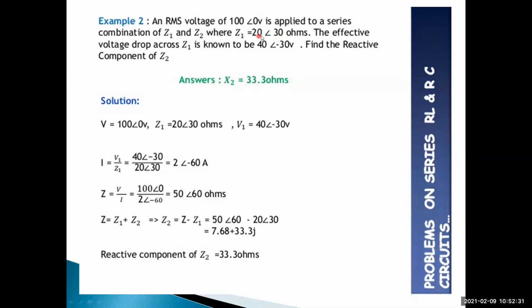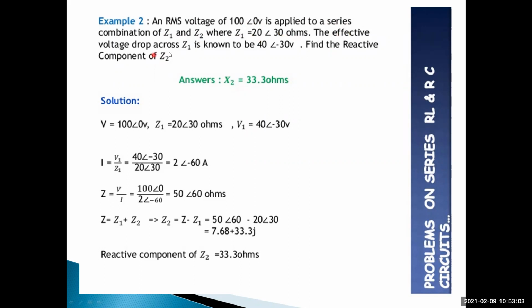Z1 is equal to 28 at an angle of 30 ohms. The effective voltage drop across Z1 is known to be 40 at an angle of minus 30 degrees. Find the reactive component of Z2. Understood? An RMS voltage of 100 at an angle of 0 degrees is applied to a series combination of Z1 and Z2, both connected in series, where Z1 is equal to 28 at 30 degrees ohms.